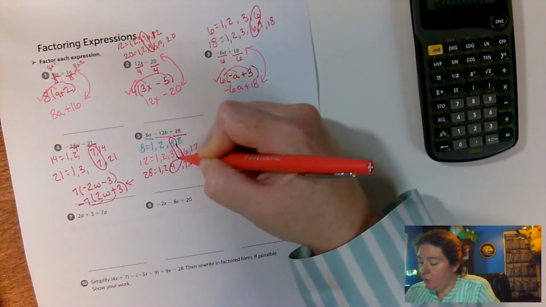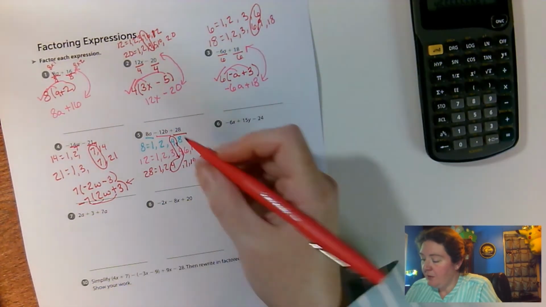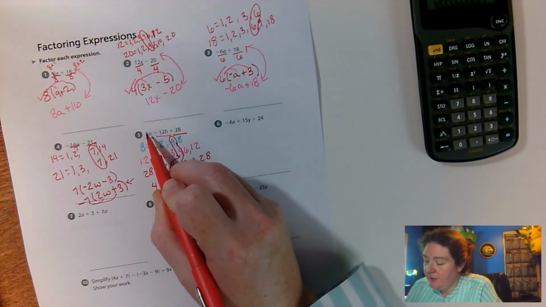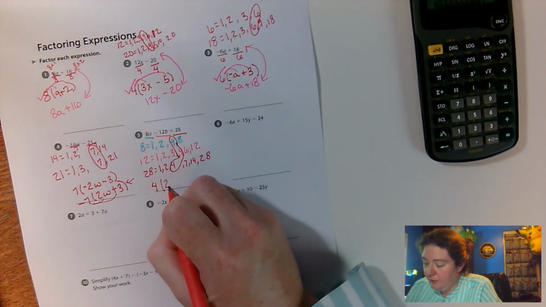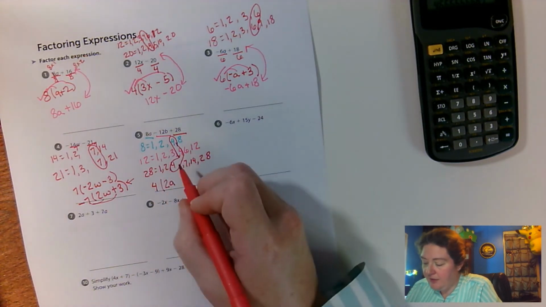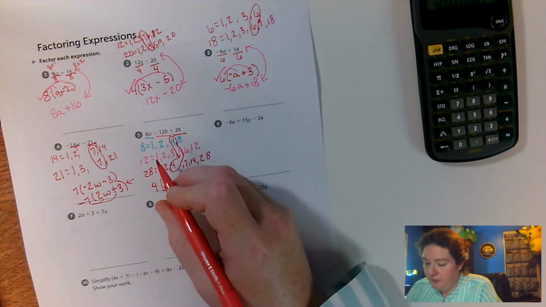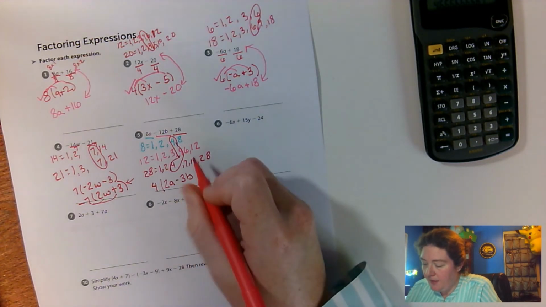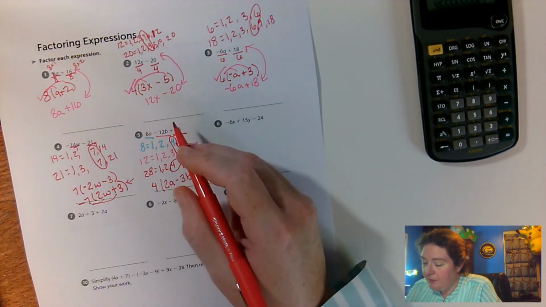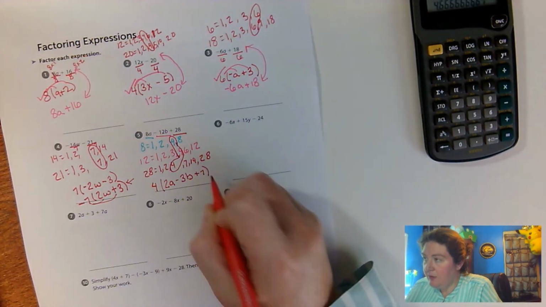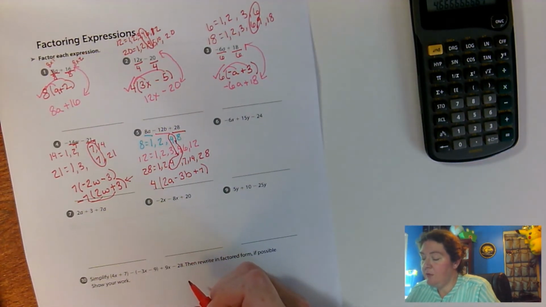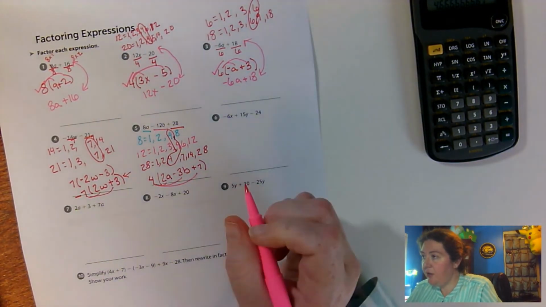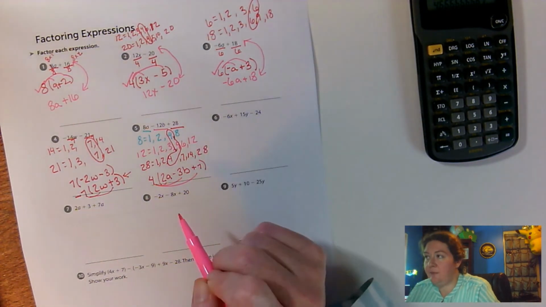Alright, so the largest number that all of them have in common, and what I see is a 4. They've all got a 4 in common. So I'm going to pull a 4 out. 8 divided by 4 is going to leave me with 2a. Can't forget its last name. Negative 12 divided by 4 is going to leave me negative 3b. 28 divided by 4 is going to leave me with positive 7. So if I wanted to, I could go back and distribute, multiply all of that out, and I'll get the exact same answer.